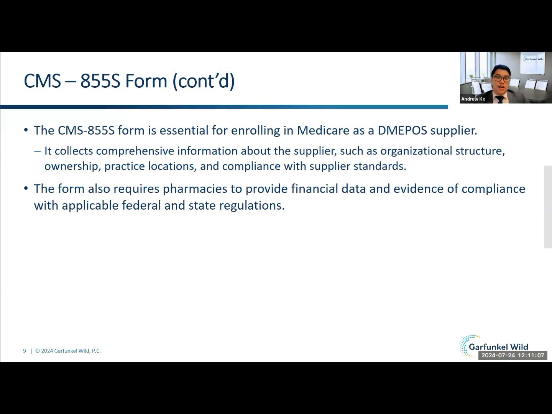The 855S form is essential to enrolling as a DMEPOS supplier. It collects the information about the supplier, organizational structure, ownership, practice location, and compliance with the supplier standards. The form also requires that the pharmacy provide financial data and evidence of compliance with applicable federal and state regulations.